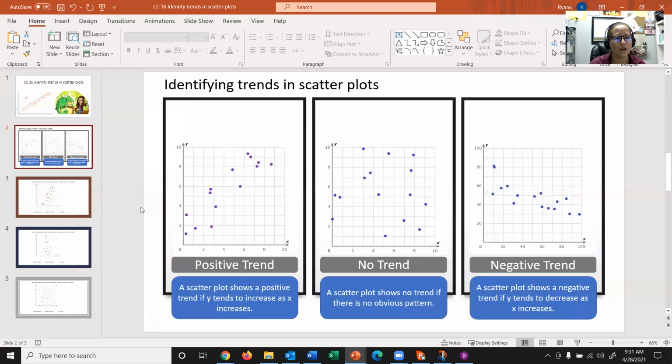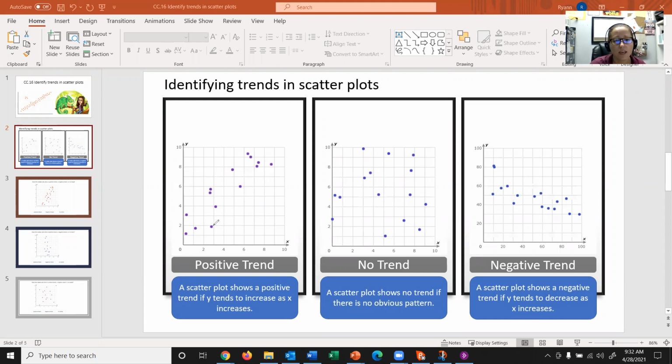So here is a good description of the trends that you're going to see with scatter plots. For starters, a scatter plot shows a positive trend when Y tends to increase as X increases. So for instance, if you look at this, we look at the X axis, the horizontal axis, and we see that as this is increasing, we can also see that the points are increasing on the Y axis.